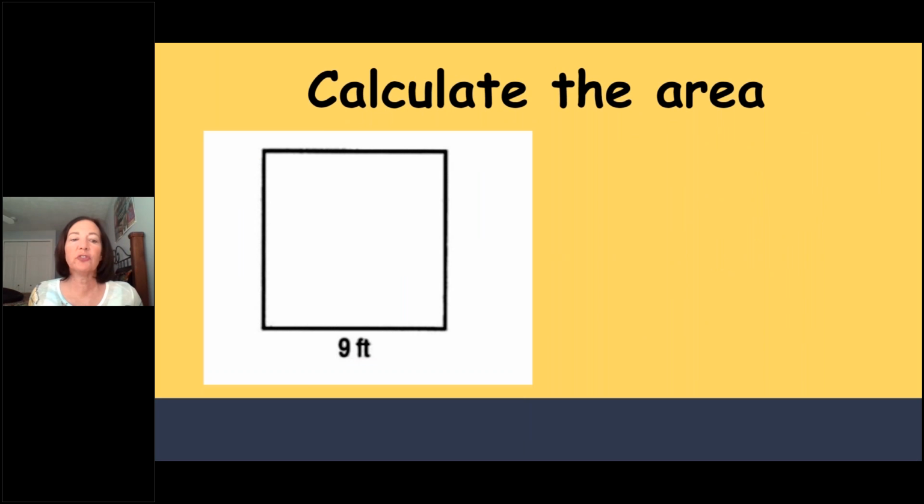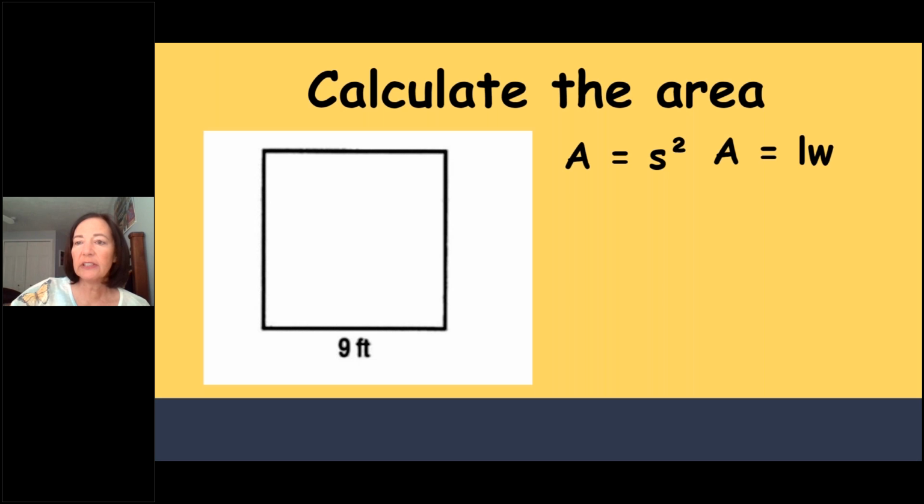Okay, so this one's just a square. So calculate the area of this square. And we know that the formula that they give on the formula page is area equals side length squared. I personally prefer to just think the area of a square is the length times the width, or even the base times the height. It all means the same thing. So whichever formula you're using, Tashana, what is the area of this square?